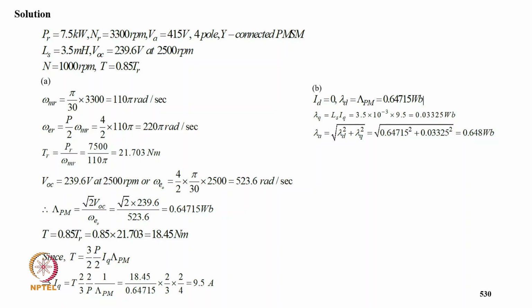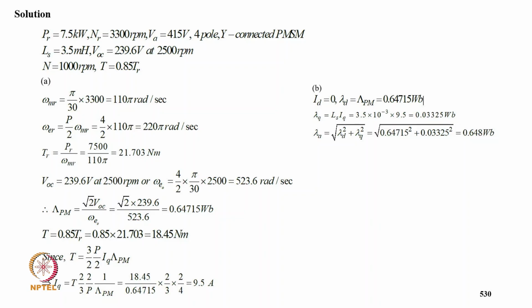So calculating, omega r equals pi by 30 into 6000, 110, omega e r equals 220 radian per second, and Tr equal to 21.7. So Voc 239 point, here 2500, P equal to 5, then omega e equal to 526.6 radian per second.